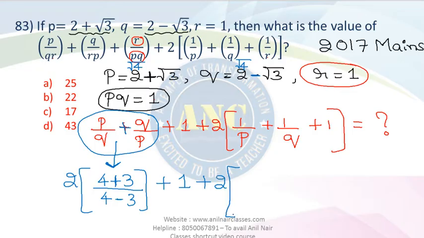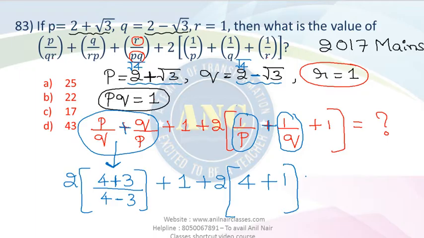Now see here, see how simple it is. 1 by P, P value is 2 plus root 3, so 1 by P value is 2 minus root 3. Q value is 2 minus root 3, so 1 by Q value is 2 plus root 3. So 2 minus root 3 plus 2 plus root 3. Minus root 3 plus root 3 cancels. 2 plus 2 is 4. And this one I will write as it is. The easiest question. Easiest.